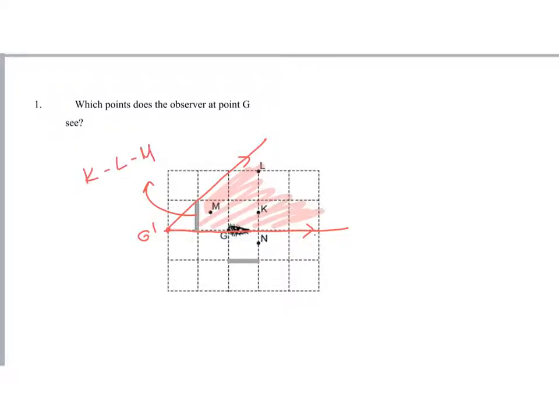And do the same for the second mirror. Take the symmetry according to the mirror and draw two rays to the edge of the mirror. And this area is the field of view of the observer. So from this mirror, the observer can see L, K, and M.